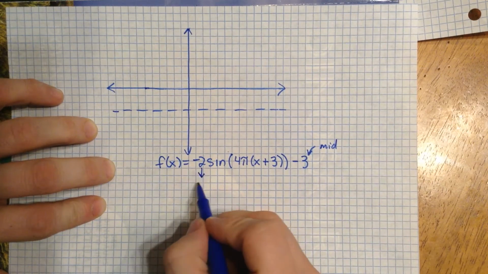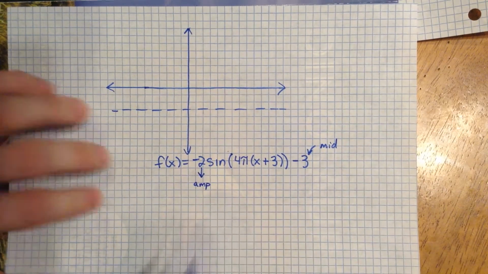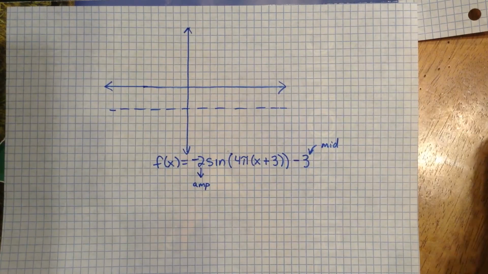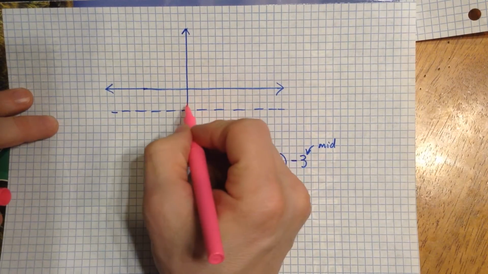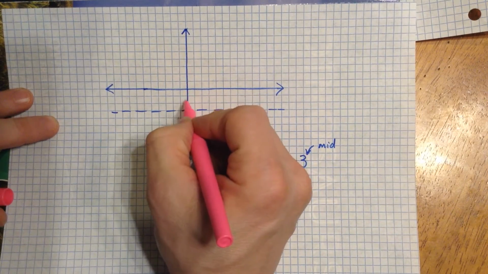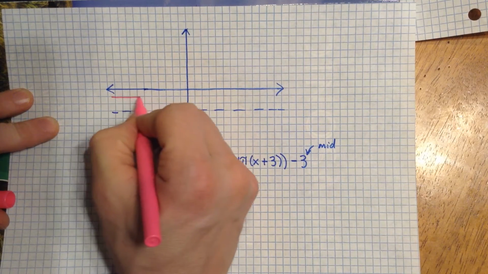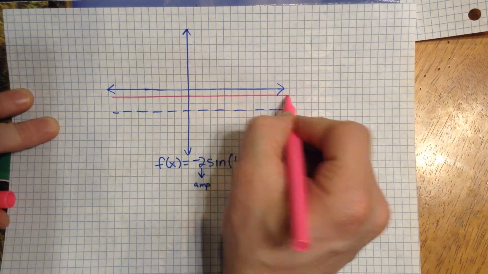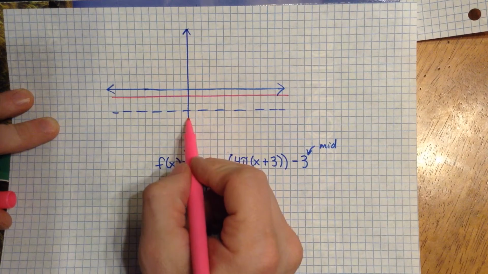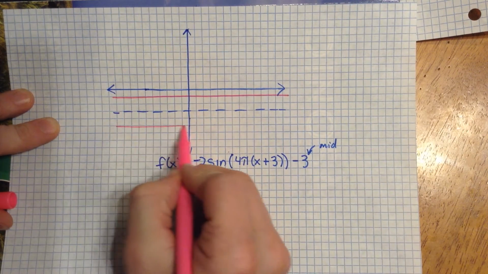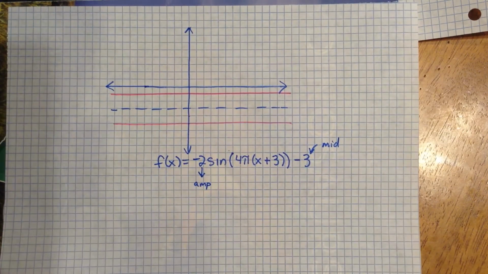This amplitude, don't worry about the negative right now. The amplitude is 2. So if we're counting by ones again, we're going to go 2 away from here. That's going to be the highest point of our graph. And we're going to go 2 away in the other direction, and that is the lowest point of our graph. So we have a nice little window of where we're going to be.